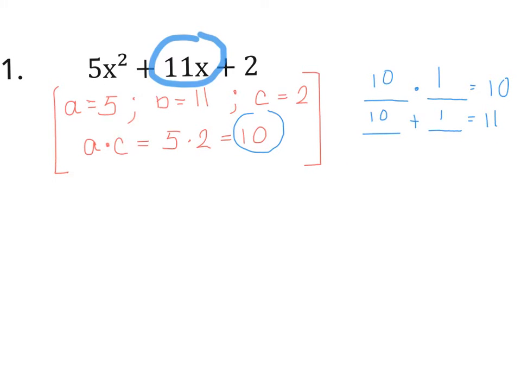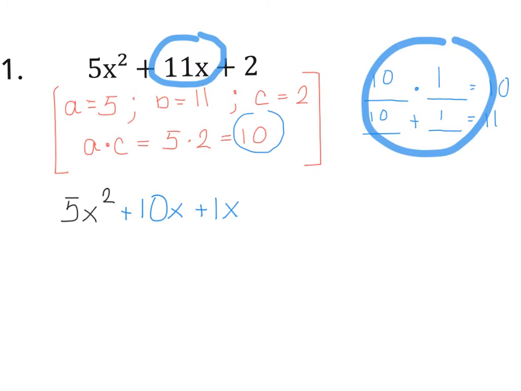And we're going to start back looking at the original polynomial. Originally we have 5x squared plus 11x plus 2. Now we will rewrite this with a new middle term, 5x squared. Instead of 11x, we will now write plus 10x plus 1x. I got this from our factors over here. So far we have 5x squared plus 10x plus 1x and also the constant plus 2.